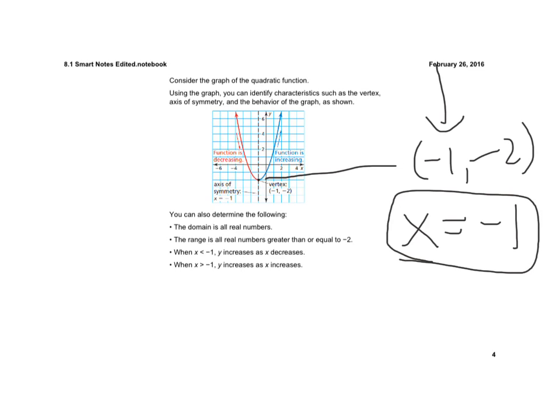We could say that the domain are all real numbers, which for parabolas will be all real numbers. And then the range, which are the y values. Again, remember, the domain are the x values, the range are the y values. The y values only go from y is greater than or equal to -2, because that's where the graph is going up, right? And then, again, it's a decreasing function up until x equals -1, and after x equals -1, then it's an increasing function.